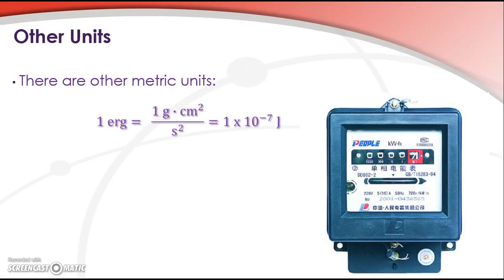Okay, so other units that we have, if we want to describe very small amounts of energy, it's more convenient to use a smaller scale. And 1 erg is, instead of kilograms, we have grams. Instead of meters, we have centimeters. And this drops our size of our unit by 7 orders of magnitude to give us 1 erg equals 1 times 10 to the negative 7 joules. If we want to talk about large amounts of energy, we can use kilowatt hours, and 1 kilowatt hour is 3.6 times 10 to the 6 joules.